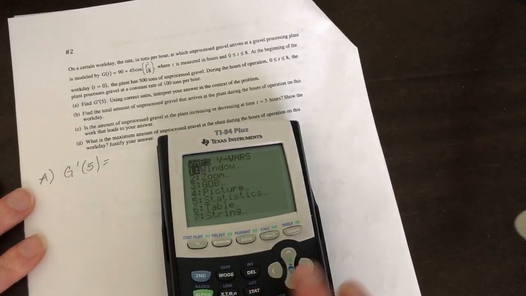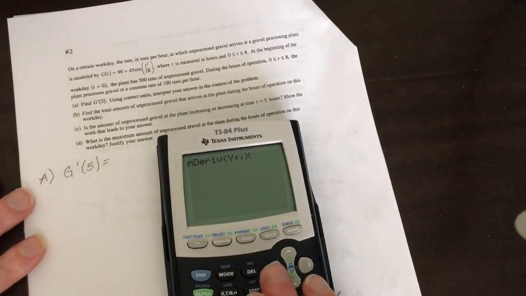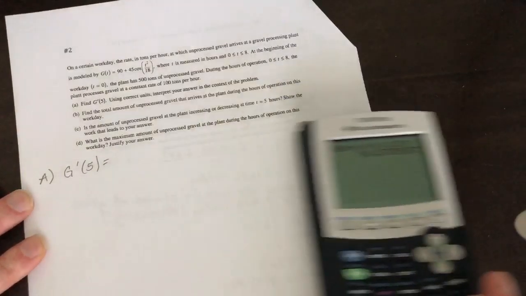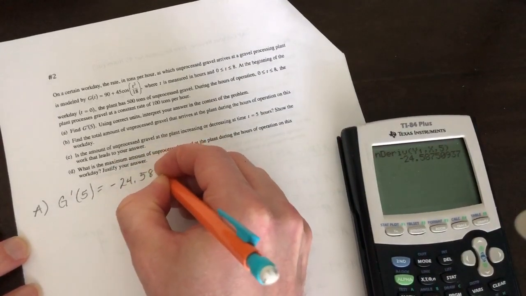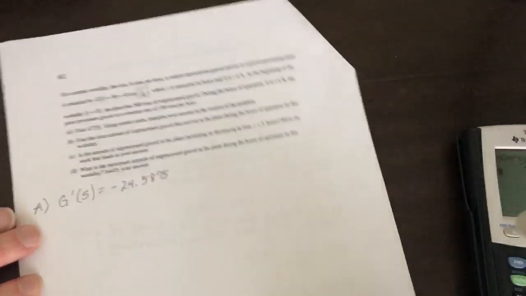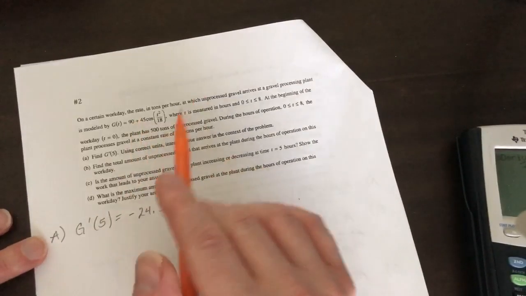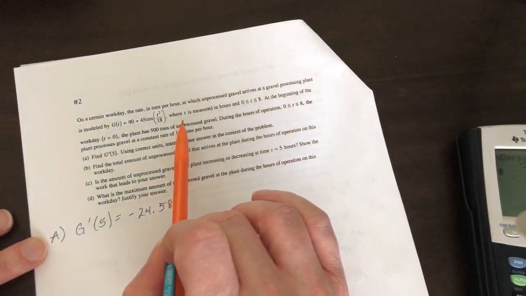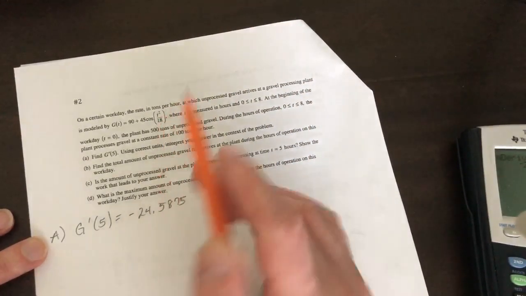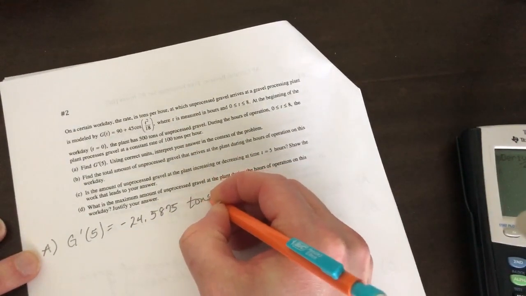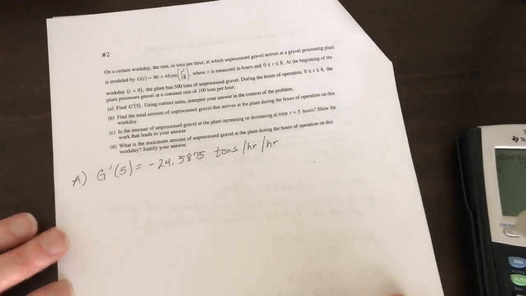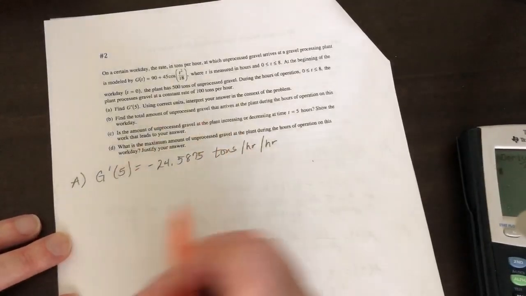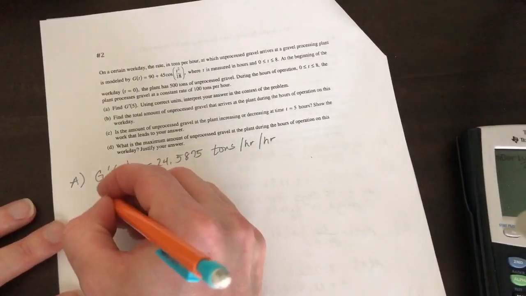So we do math 8 vars y1, comma x, comma 5. Okay, so you should get negative 24.5875. Okay, so if I took the derivative of this, this is in tons per hour. Since I took the derivative of it, I'm going to be in tons per hour per hour.